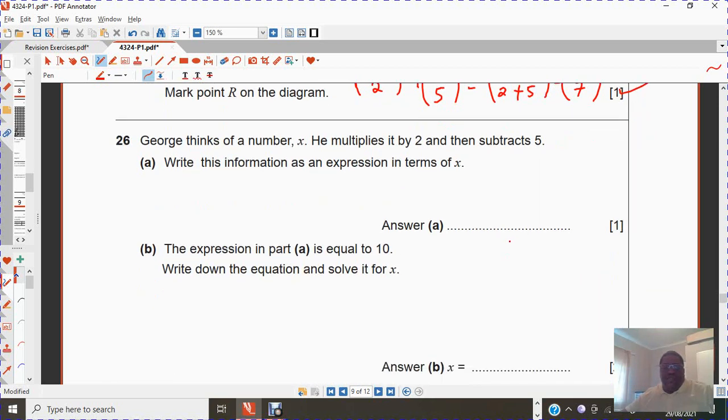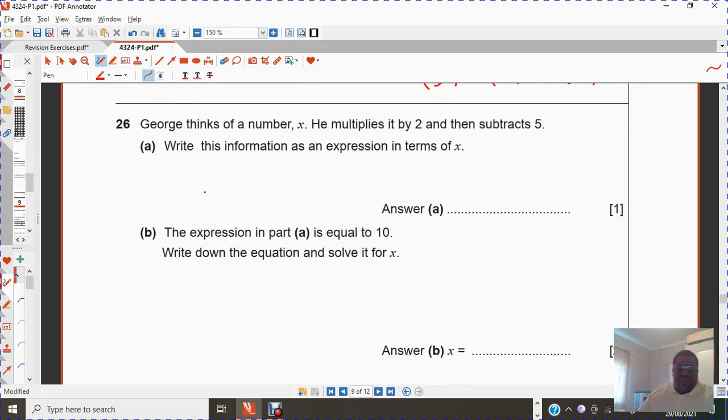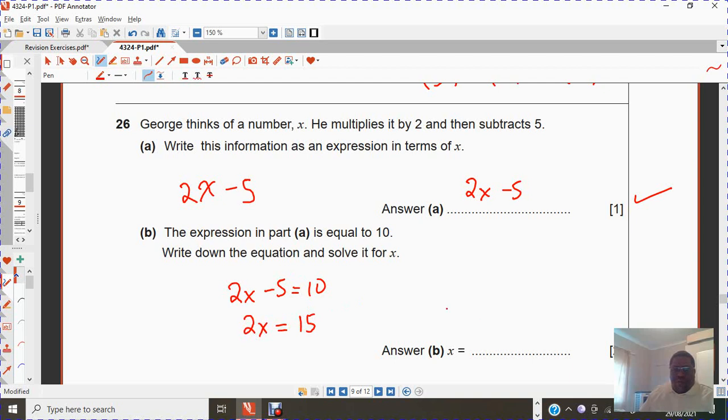Right, question 26, George thinks of a number. We don't know what the number is, so we're going to let the number be x. He multiplies it by 2, and then he takes away 5. Okay, write this information, so it's 2x minus 5. That's just the expression. They say this expression is equal to 10, so 2x minus 5 is equal to 10. Write down the equation and solve it. So 2x is equal to 15. I hope you know where the 15 comes from. And x will be 7.5. And the way you get that is you say half of 15 gives you 7.5.